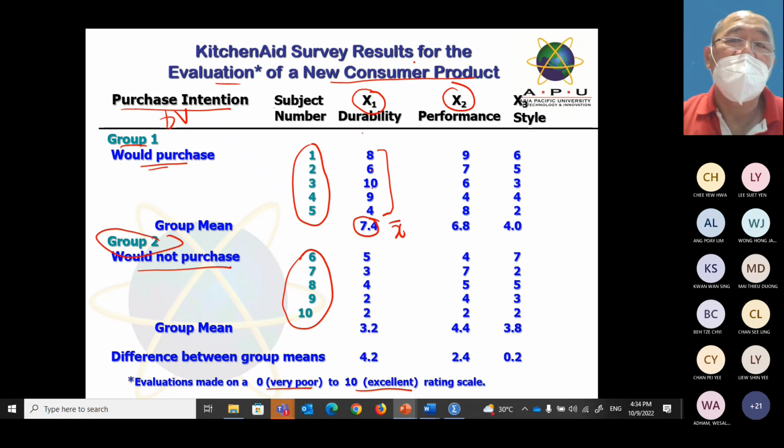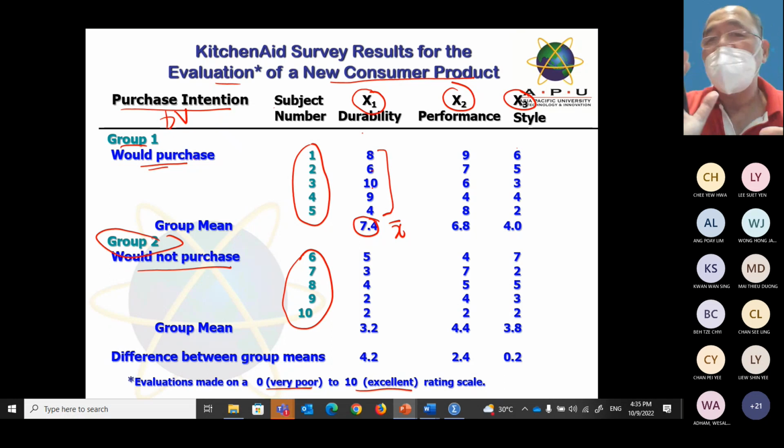X2 is based on the performance, maybe performance of the handphone, good or not good, fast or not fast, the graphics and so on. X3 is the style of the design and so on. So here there are three independent variables that are metric, and the dependent is non-metric. Any question on the case before we see more detail?